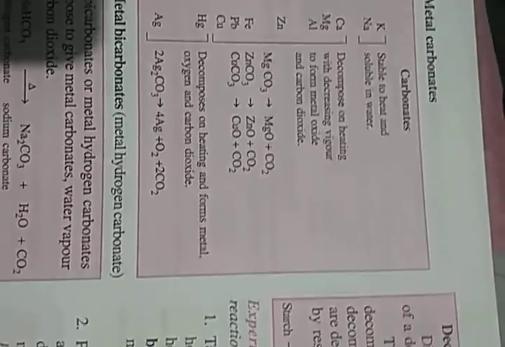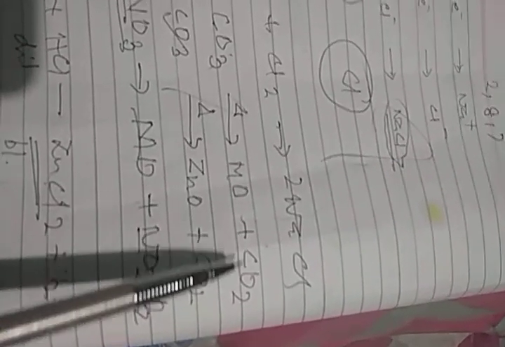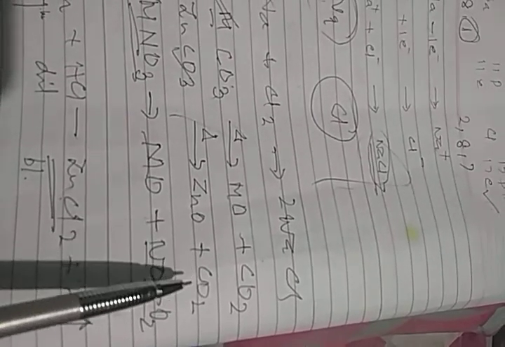What was the concept? Any metallic carbonate on heating gives metallic oxide plus carbon dioxide. I had given this example: zinc carbonate, when heated, forms zinc oxide and carbon dioxide. Similarly, any metallic carbonate from calcium up to copper on heating forms the respective oxide plus carbon dioxide.